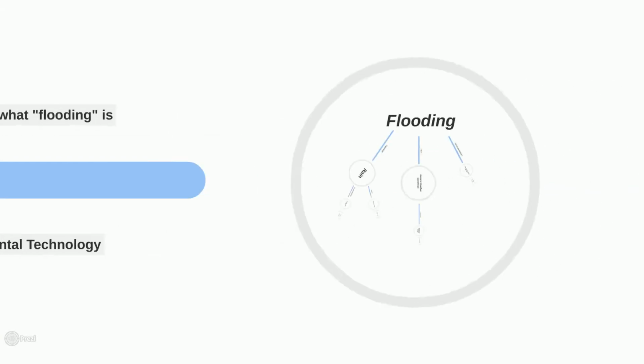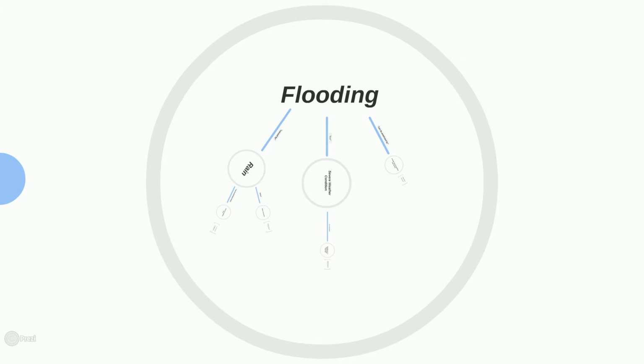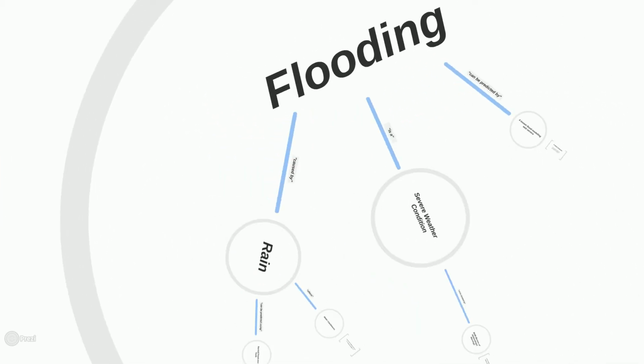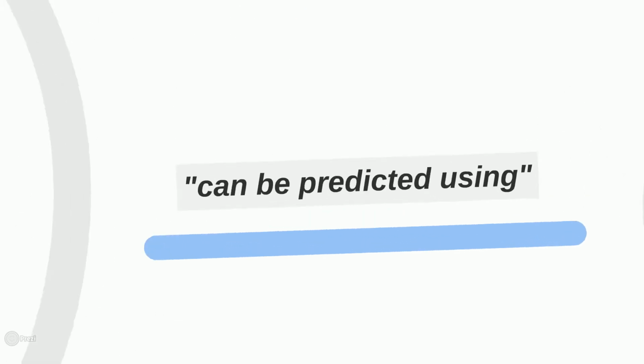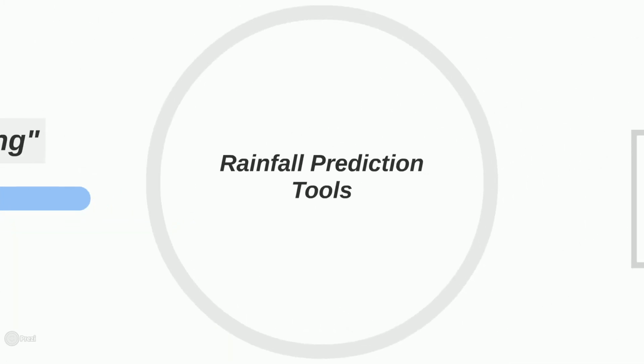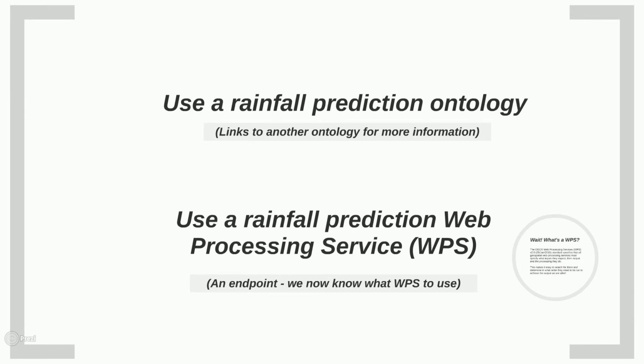Here's a graphical representation of what is stored inside an ontology. Up the top, we have flooding. Within the ontology, we have other items that are related to flooding, and more items that are related to these items as well. Let's work our way through this ontology. Flooding is caused by rain, and rain can be predicted using rainfall prediction tools. At this point, we know we can use a rainfall prediction ontology to find out even more about rainfall predictions, or we can use a rainfall prediction web processing service.